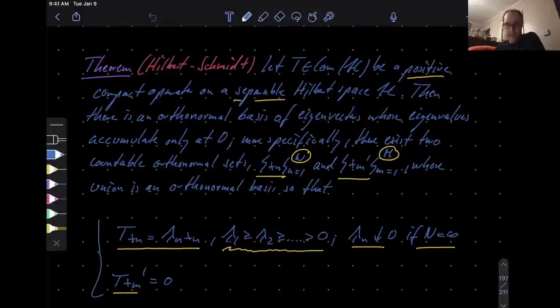We don't know yet that eigenvalues and associated eigenvectors exist, but this is precisely the statement of this theorem, and there are plenty of them, so many that you have an orthonormal basis of your vector space.